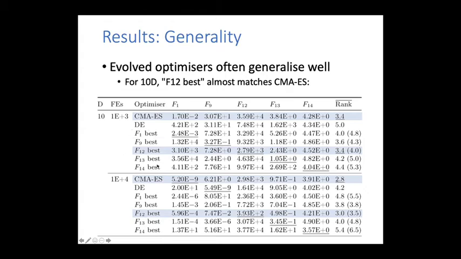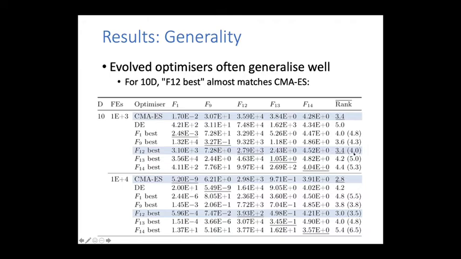So each of these is reevaluating all the functions. And this last column shows the mean rank among these 7 algorithms. And you can see that the F12 best is actually doing pretty much the same as CMA-ES across all these problems, which is kind of interesting. That's slightly worse if you discount the problem it was trained on.